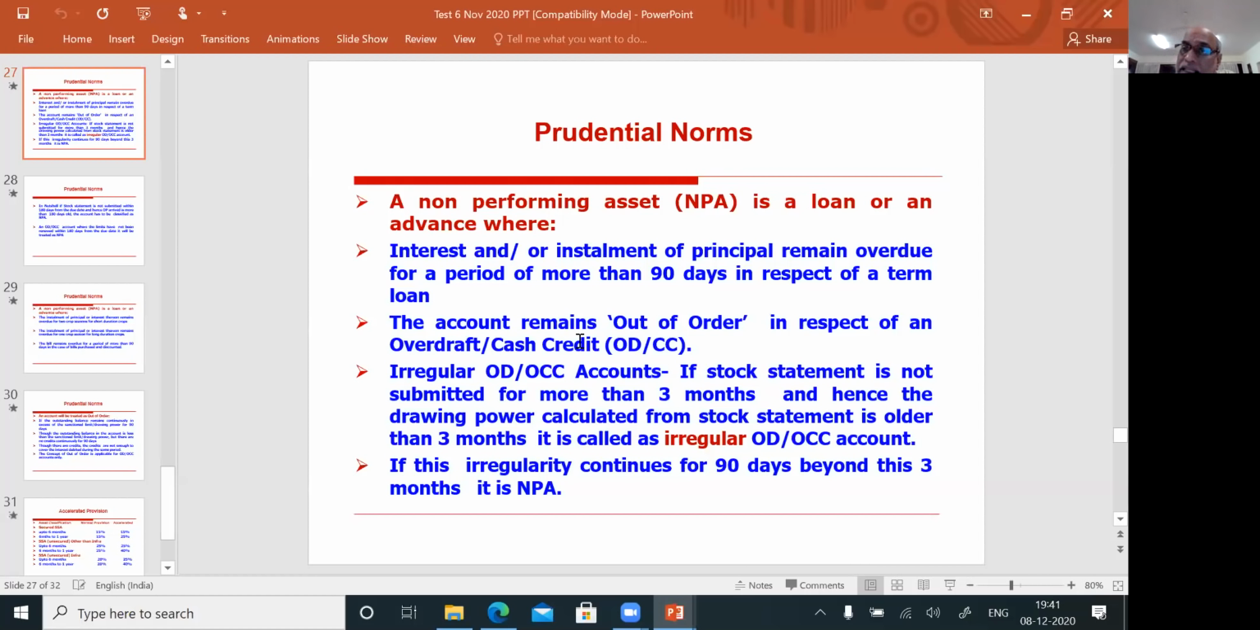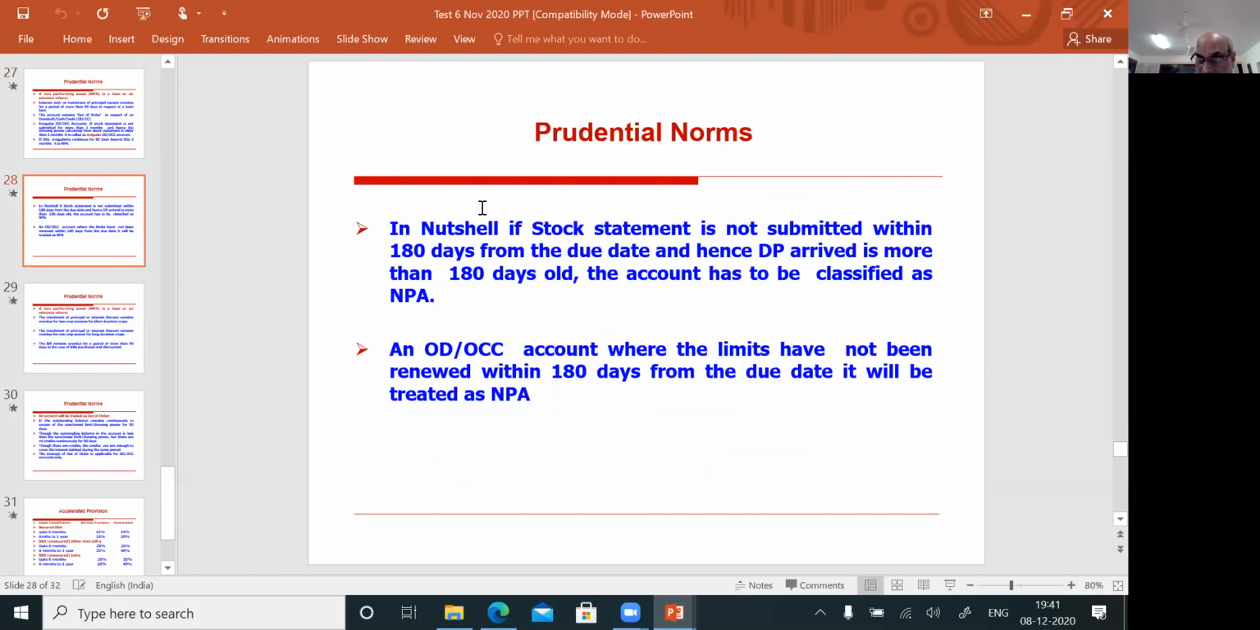If the irregularity continues beyond another 3 months, then the account will be classified as NPA. Okay, sir. When an account will be classified as NPA, for OD/OCC, different definitions are there. You have to be thorough. Next point we will see. In a nutshell, with regard to stock statement we are discussing now.